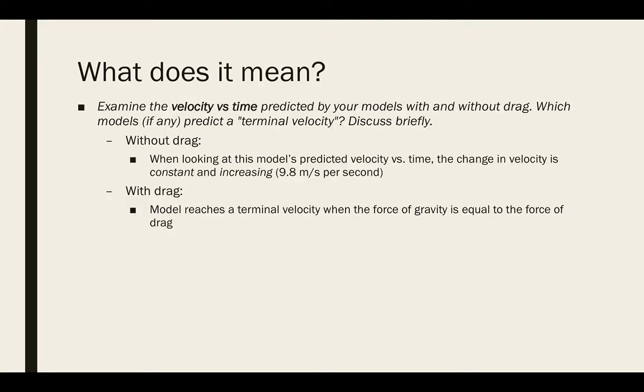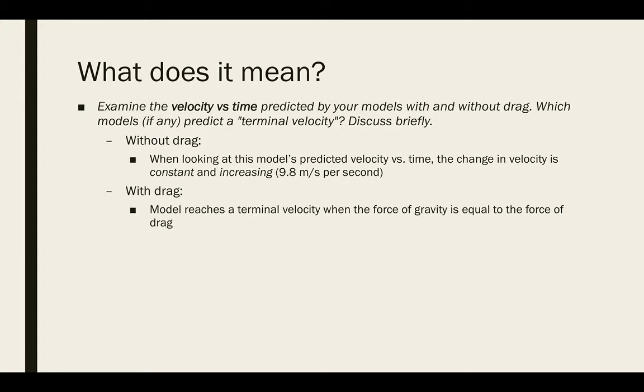When I examined the velocity versus time models predicted by my models, I could see that in the model without drag, velocity increases at a constant rate which is equal to the rate of acceleration, 9.8 meters per second per second. Like I said before, this model would represent the object falling in a vacuum, so it makes sense that it would never reach terminal velocity because the change in velocity would be constant.